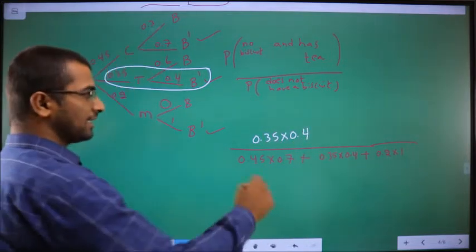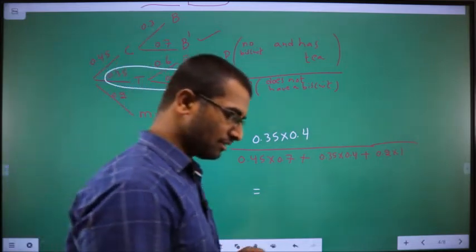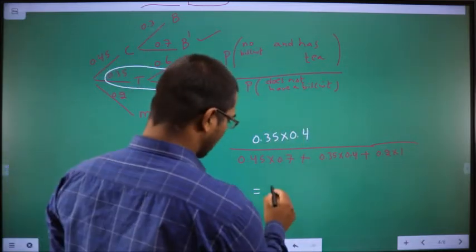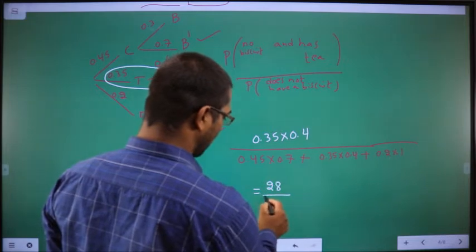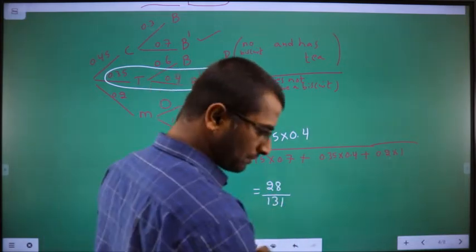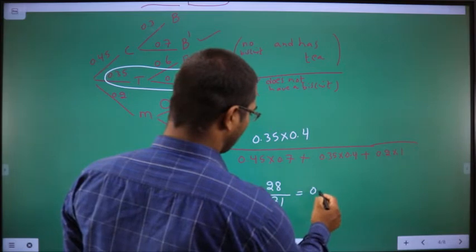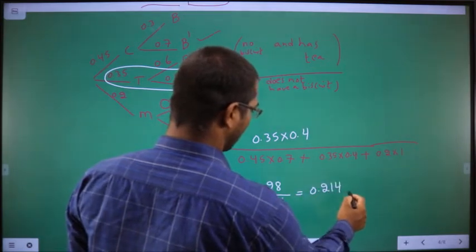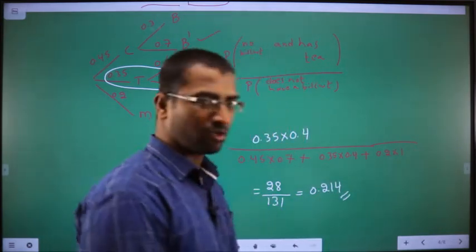So that will be 0.35 into 0.4. Put this entire thing at once in the calculator. You get the answer to be 28 by 131. That is equal to 0.214. Okay.